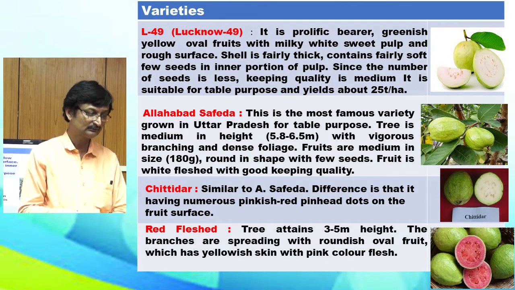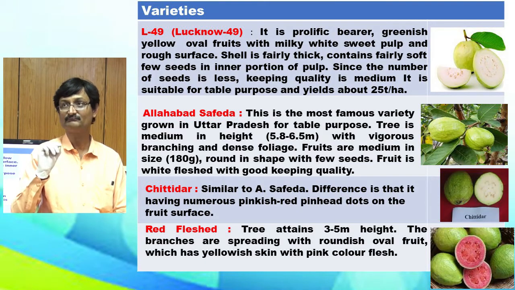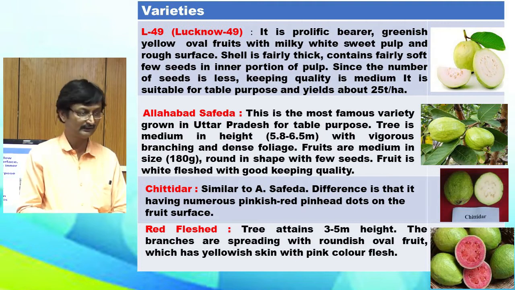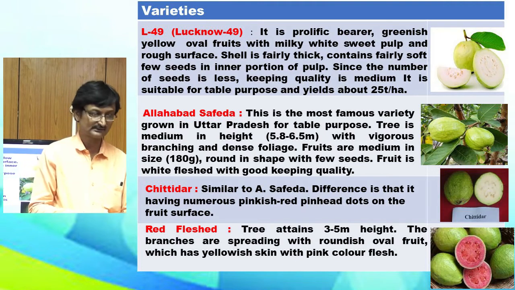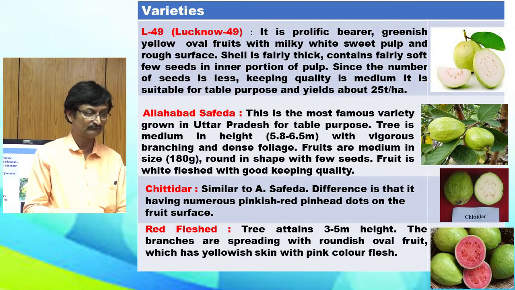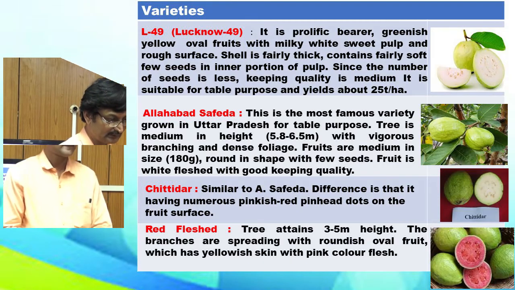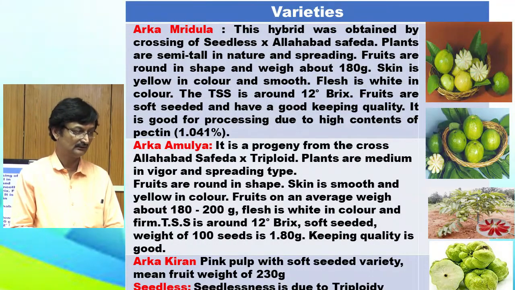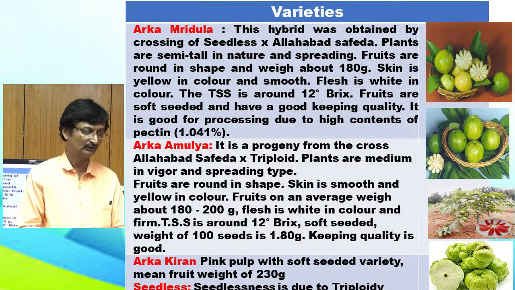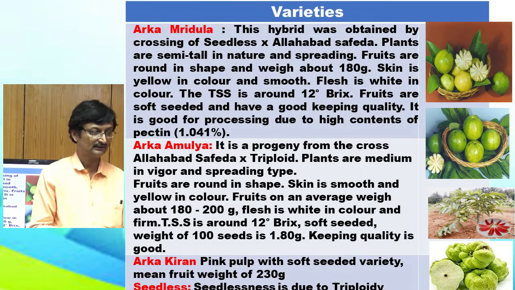Chittidar is similar to Allahabad Safeda; the difference is that it has numerous pinkish red pinhead spots on the fruit surface. Red flesh. The tree attains 3 to 5 meters height. The branches are spreading, with roundish oval fruit which has yellowish skin with pink color. Now, Arka Mridula, Arka Amulya, and Arka Kiran. All varieties with the prefix Arka have been released from IIHR Bangalore.